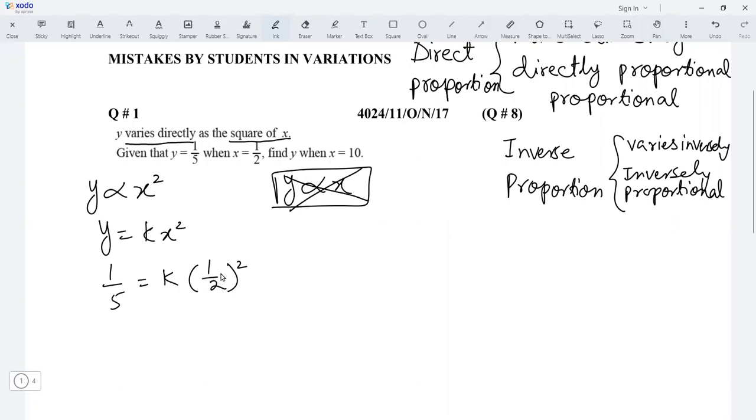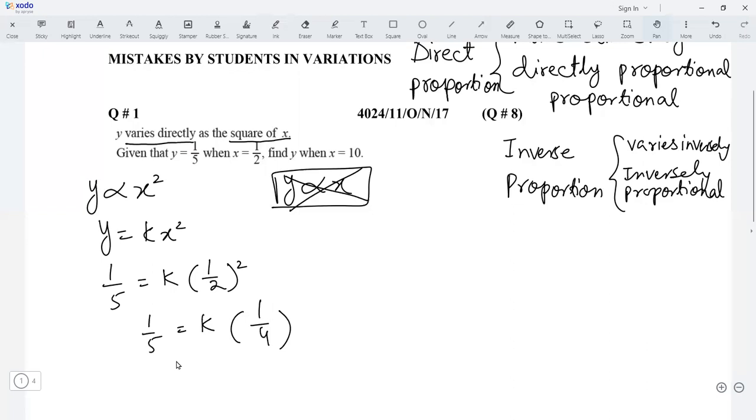Some students make a mistake by not taking the square of the complete thing. They write 1 by 2, because once they have done the first step incorrectly, they can make a mistake here. So 1 by 5 equals k times 1 by 4. Now you can see what we have to do for finding the value of k. k is already in the numerator, because there is no denominator written below that k. It means it is multiplied with 1, or 4 is being divided by k, or you can do direct processes.